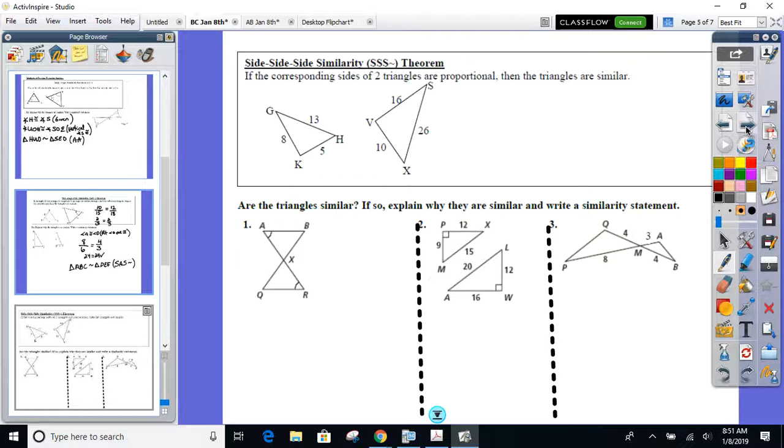I'll make it pretty easy for you. Small to small, big to big. Pretty easy, right? Smallest to smallest, biggest to biggest. That's how you can tell if they're in the same ratio or not. Okay?